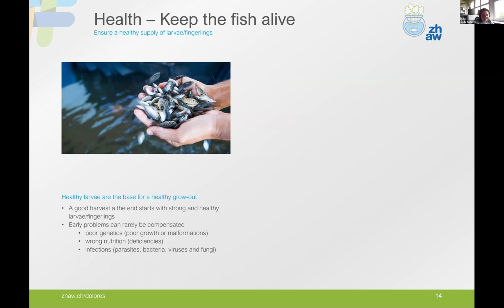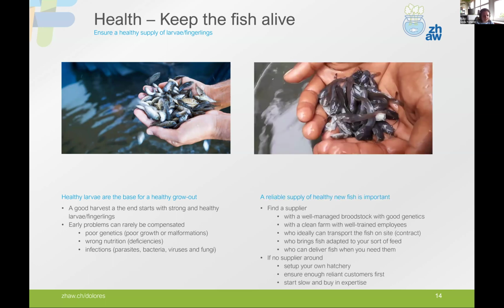And the problems with raising can be poor genetics if the paternal stock was not well. This can lead to poor growth or even malformations. If your supplier has given the wrong food, they can have deficiencies from the very start that are very hard to catch up during the grow out. And they can come with infections from parasites, bacteria, and viruses. So it is important that you find a supplier that has a well-managed stock, that has a clean farm, whom you trust. Ideally, that can transport the fish to you.